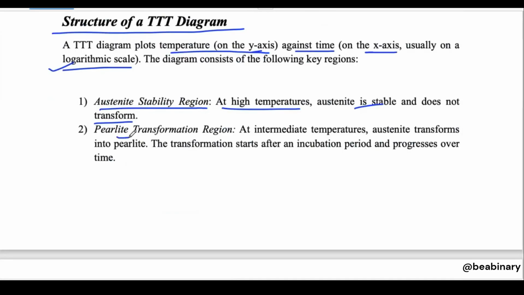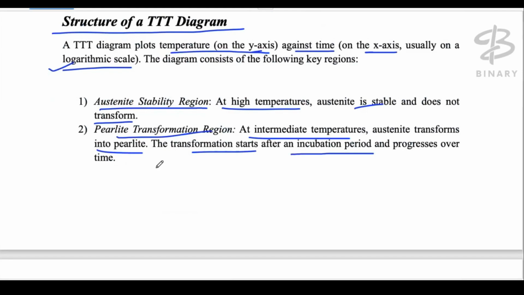If we talk about the Pearlite transformation region, at intermediate temperature, austenite transforms into Pearlite. The transformation starts after an incubation period and progresses over time. So at intermediate temperature, over time, the phase transformation occurs into Pearlite.